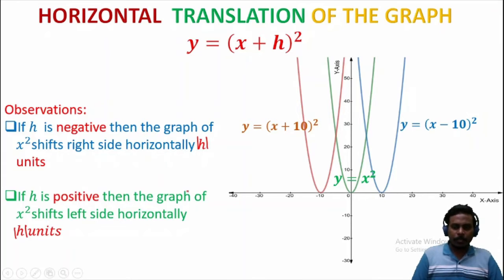If you observe here, if I am placing h is equal to 10, h is positive here, then it is shifting left side. If h is negative, that is h is minus 10, the graph is shifting horizontally h units right side. This is one more observation. That means this is the modification that I have done: in place of x, I have replaced it with x plus h.